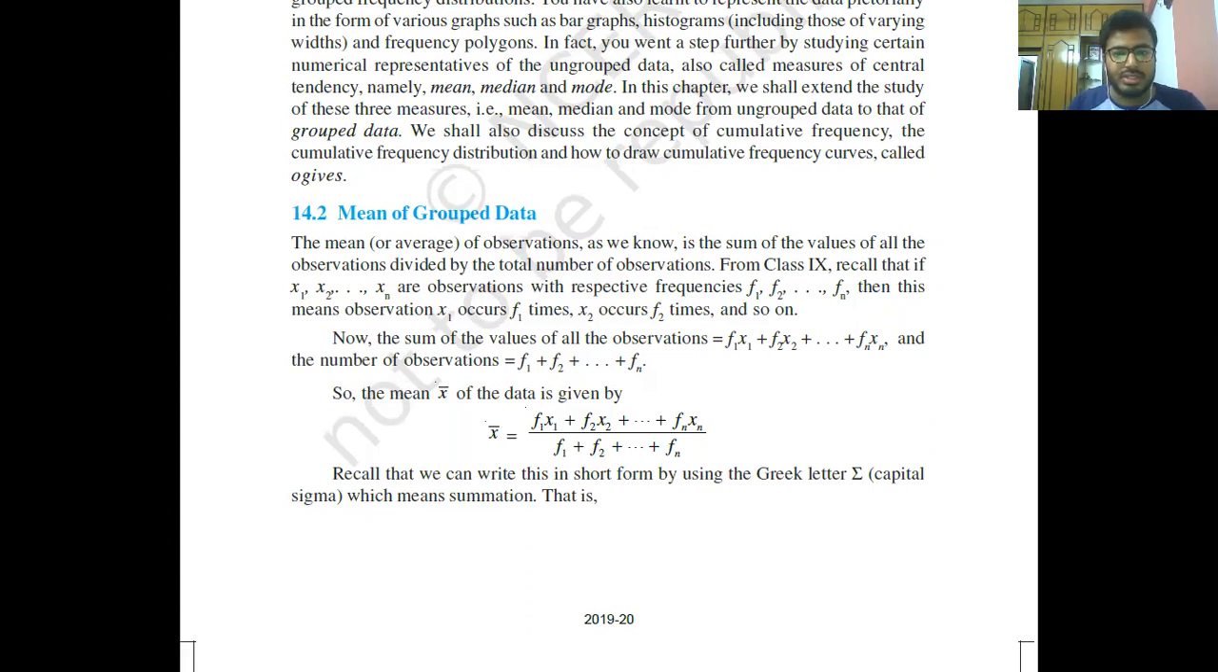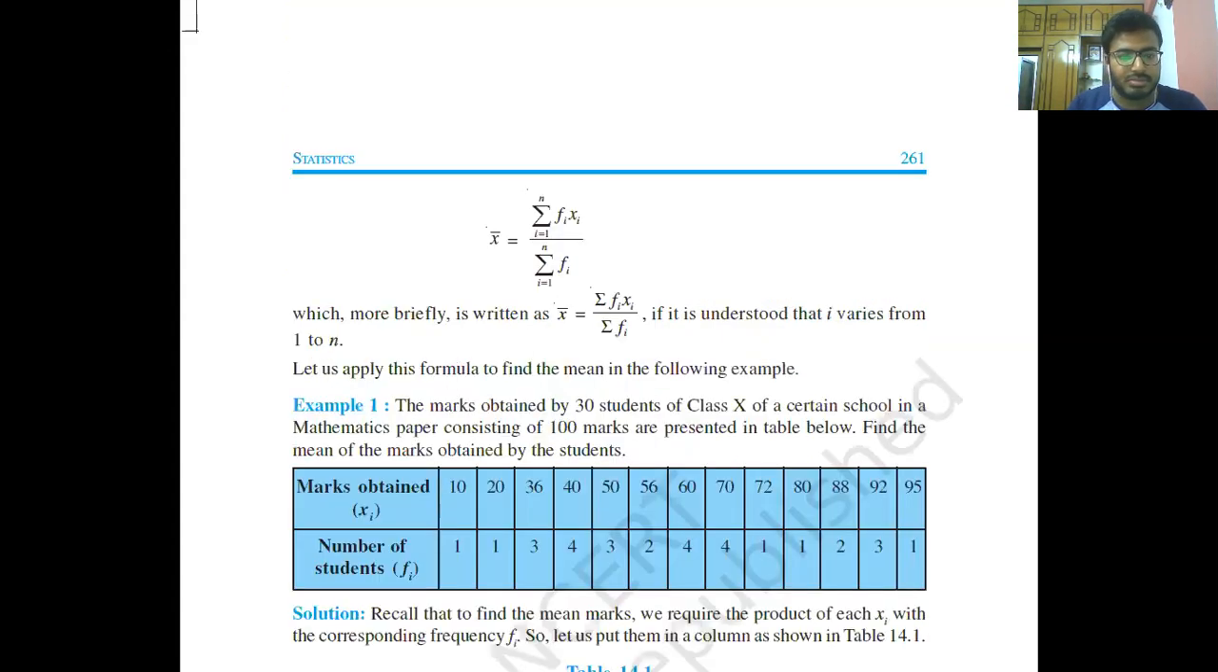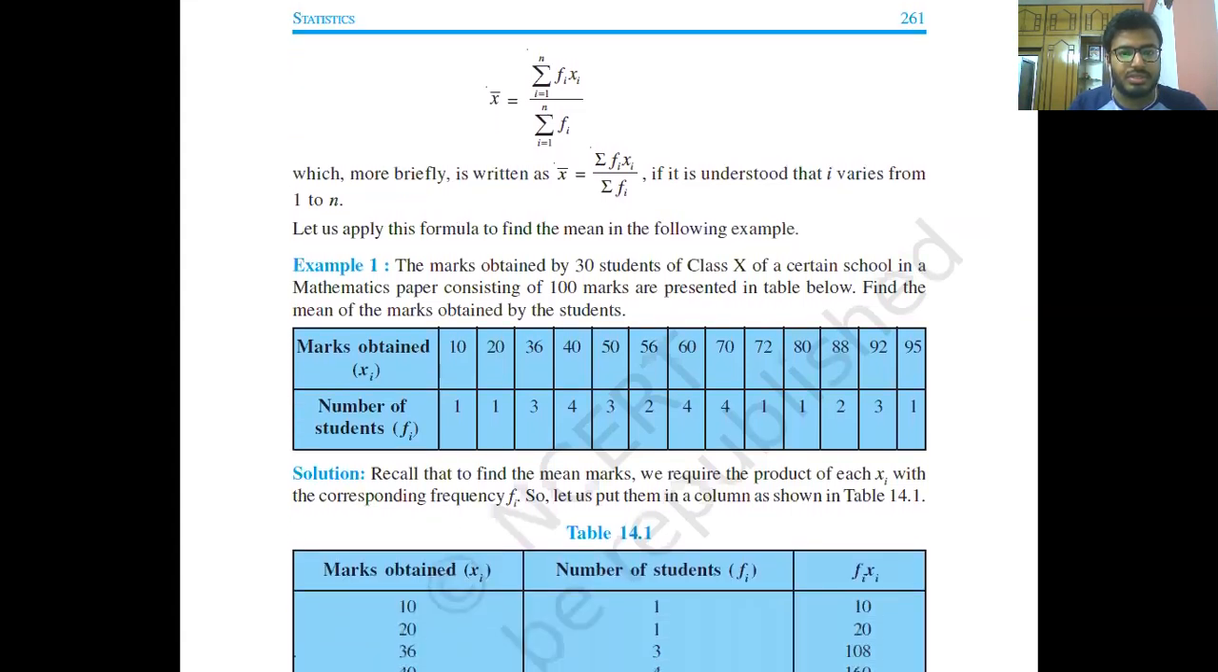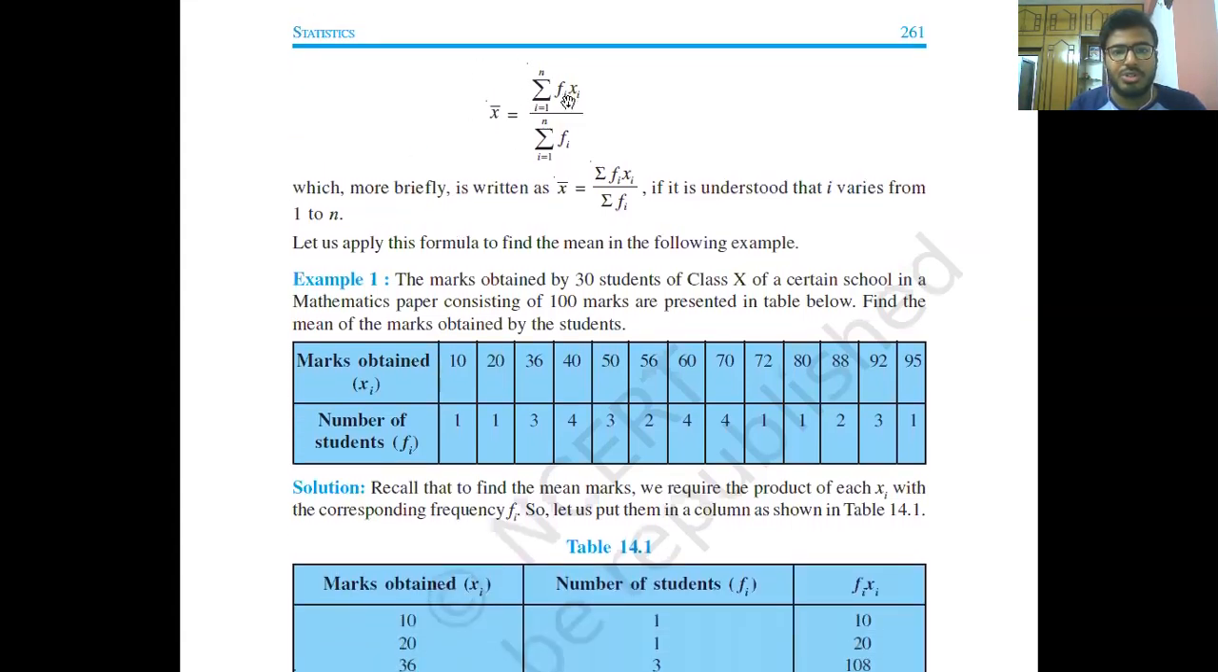Now in this, x bar, you remember the mean from last year. Mean is equal to f1 x1 plus f2 x2 plus up to fn xn, upon f1 plus f2 plus up to fn. Here f is the frequency and x is the observation. You'll understand more in the example. You remember the formula also: x bar is equal to sigma fi xi upon sigma fi. Sigma means summation, the summation of all the numbers and the summation of all the frequencies.